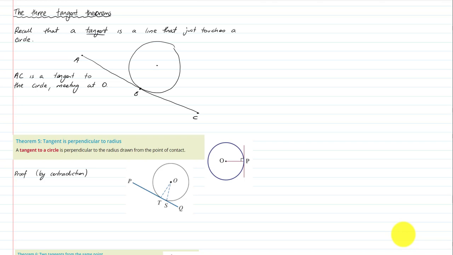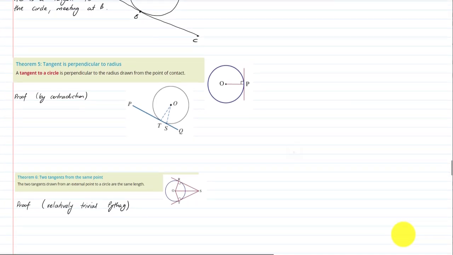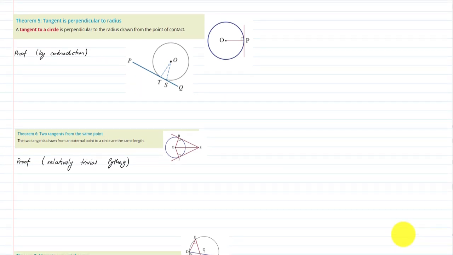So this tangent AC touches a circle at B. AC is the tangent and it meets the circle at B, and the circle has centre O. Tangent theorem 5: a tangent is perpendicular to a radius.